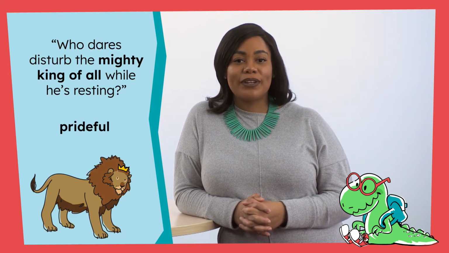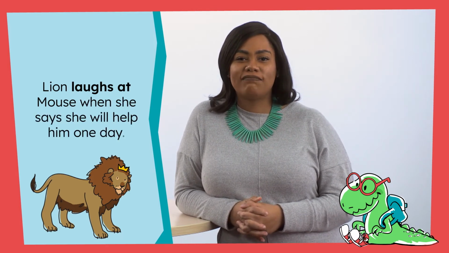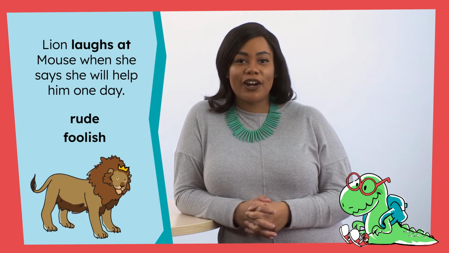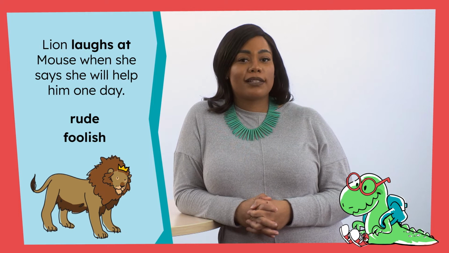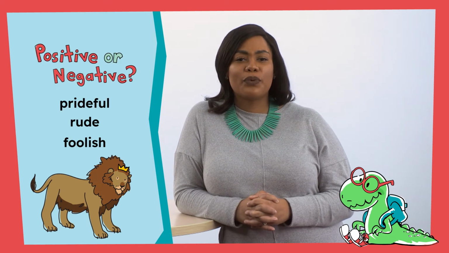I'm going to continue looking back in the text to find more clues about Lion. Lion laughs at Mouse when she says that she will help him one day. I think that's rude and foolish of him because he's laughing at her for being so small. I know that you should never judge a book by its cover. Now I need to think about whether or not Lion's character traits are positive or negative. What do you think?